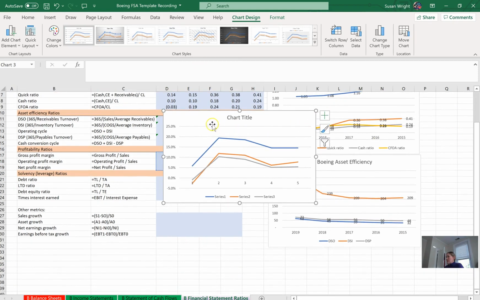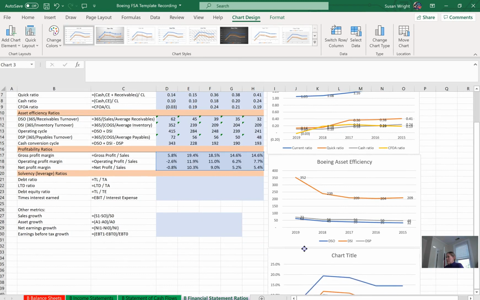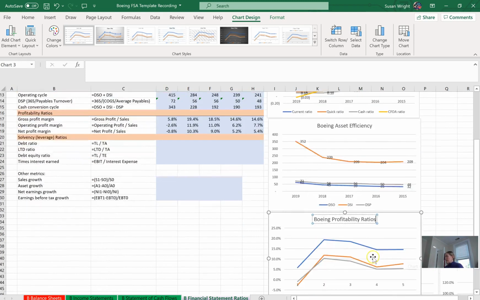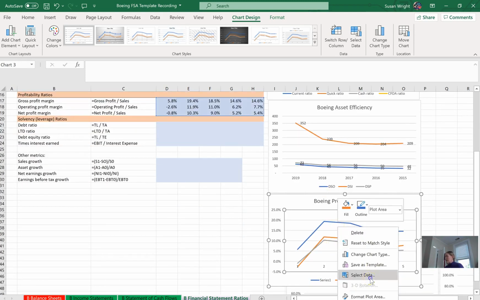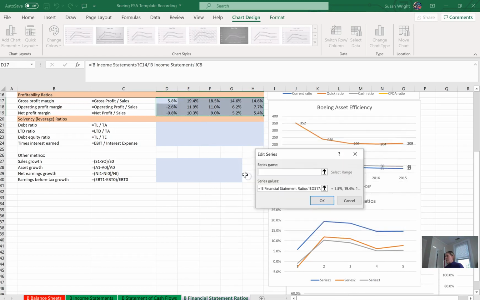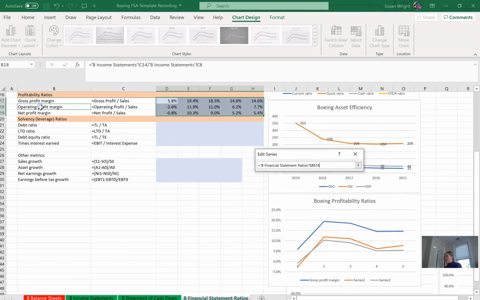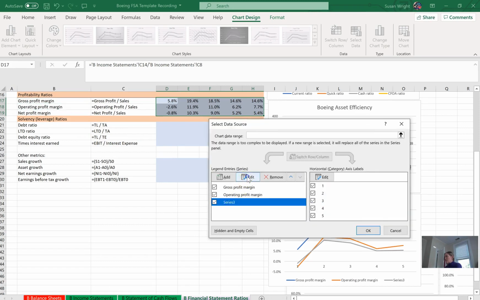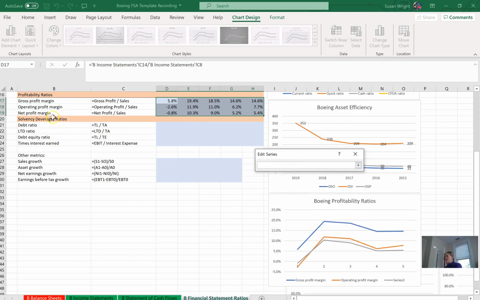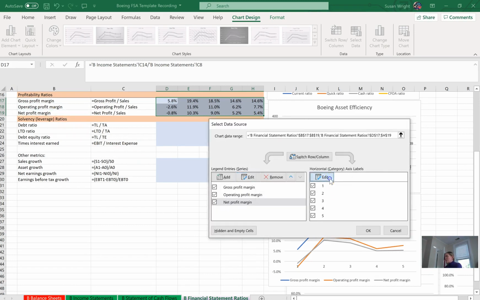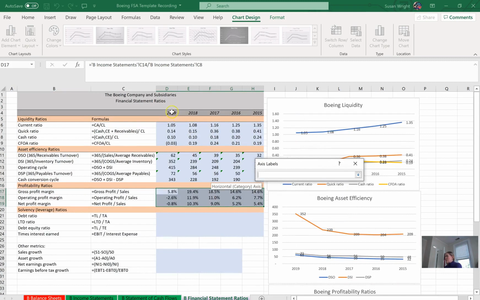Alright, let me move that down and we'll dress it up. Okay, so this is Boeing profitability ratios. Okay, and let's right mouse click on that graph, select the data, go to edit for series 1 and grab gross profit margin. Go OK, and go to series 2, edit, grab operating profit margin. Go to series 3, edit, and grab net profit margin. Edit that and grab years.